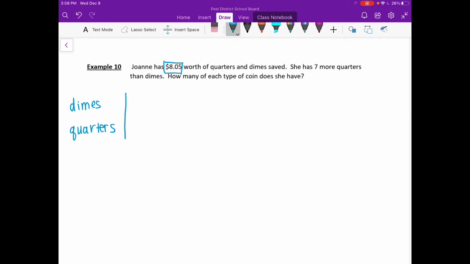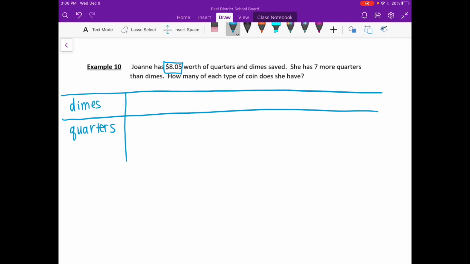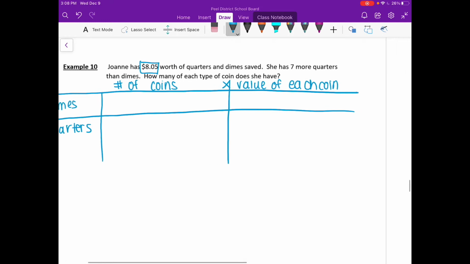And I'm gonna draw that like that. And then at the top, I have the number of coins, and then I have the value of each coin. So the number of each coin times the value of each coin will give me the total value over here.